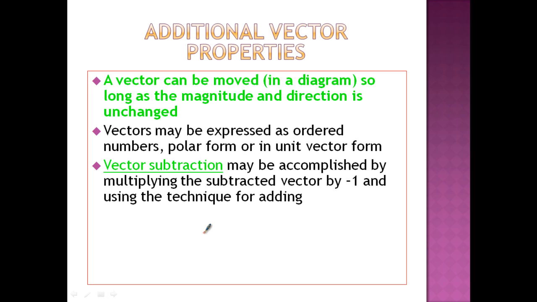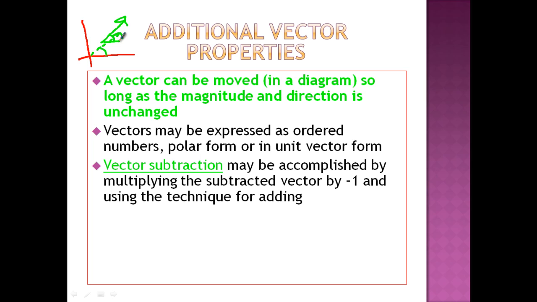Additional vector properties: a vector can be moved in a diagram so long as the magnitude and direction are unchanged. So if we originally have our vector on a little axis system, we can move it wherever we want as long as it's still pointing this way and still has the same length. We can move it down to the origin, because that's what we like to do in physics, put everything starting at the origin. As long as the length and this angle are the same, we can move it around.